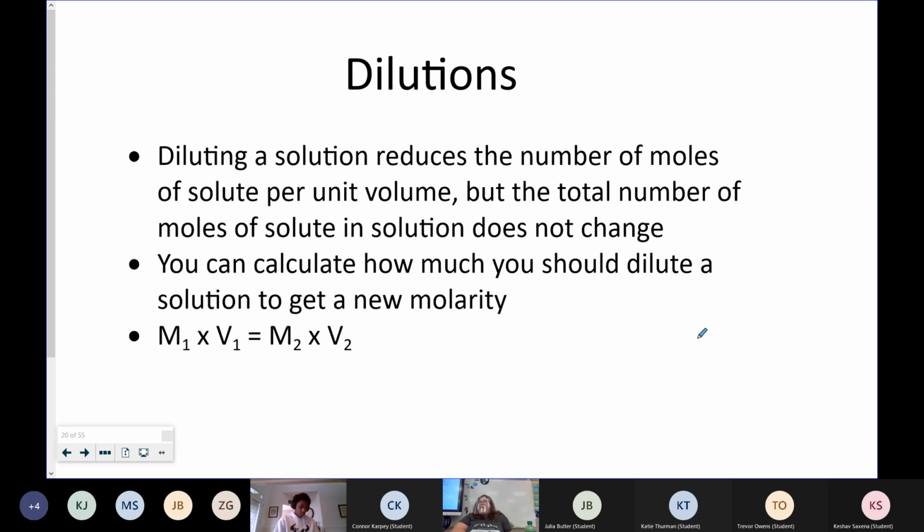Okay. So the other part of what we can do with molarity is we can perform dilutions. Diluting a solution reduces the number of moles of solute per volume, but the number of moles of solute is the same. So you're not actually taking away any moles, you're just adding volume to make the overall molarity decrease. So we can actually calculate how much we should dilute a solution to get a new molarity.